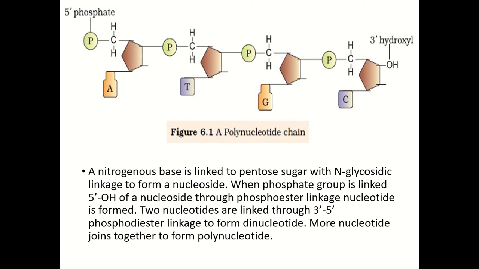And we have here the deoxyribose sugar, the base pairs, and the phosphate group. Now a nitrogenous base is linked to pentose sugar with N-glycosidic linkage to form a nucleoside. When phosphate group is linked at the 5'-OH of a nucleoside through phosphoester linkage, a nucleotide is formed. Two nucleotides are linked through 3' to 5' phosphodiester linkage to form a dinucleotide, and more nucleotides join together to form a polynucleotide.